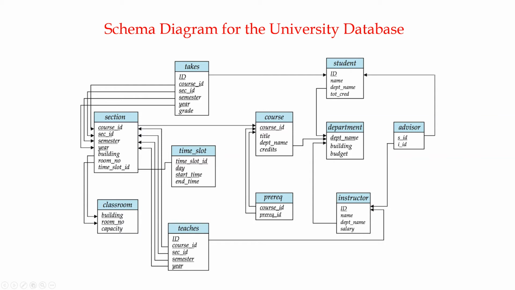Now, in the student table, student ID is taken as the primary key, and name, department name and total credits are other attributes. You can see the department name attribute in the student relation as well. This department name acts as a foreign key in student and as the primary key in the department relation. Similarly, in course also you can find the department name attribute. So, here department name is the foreign key in the course table, whereas department name is the primary key in the department table. Similar is the case with instructor.